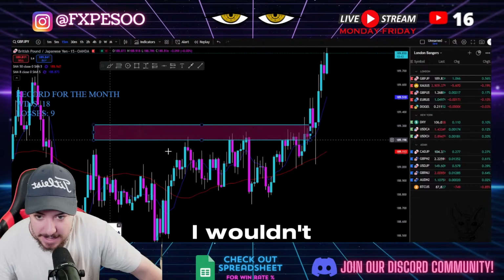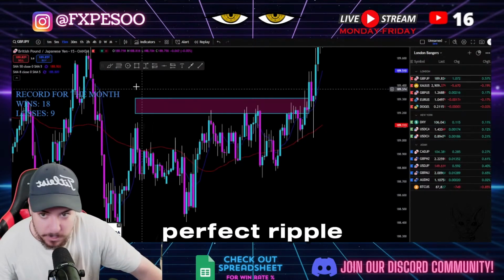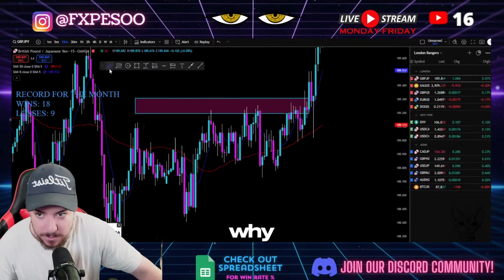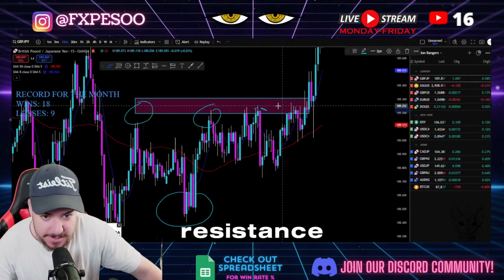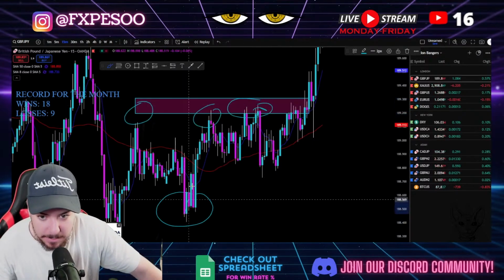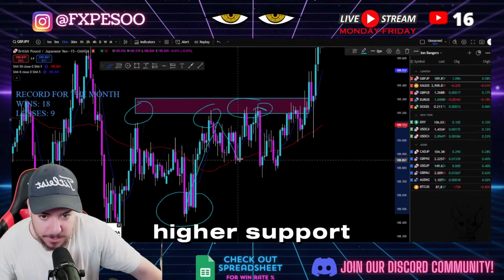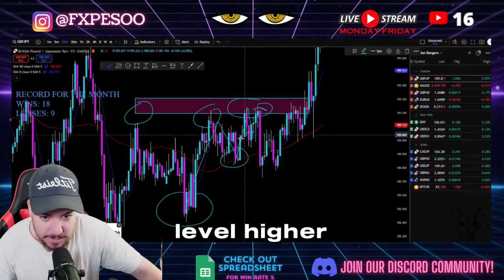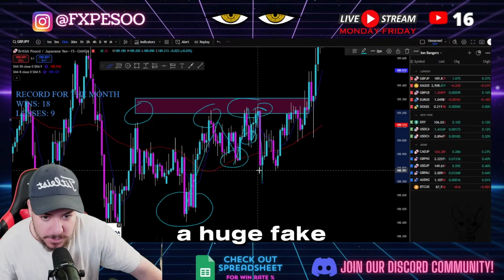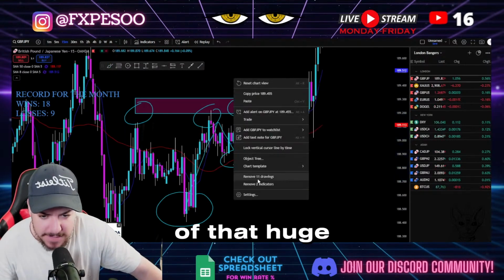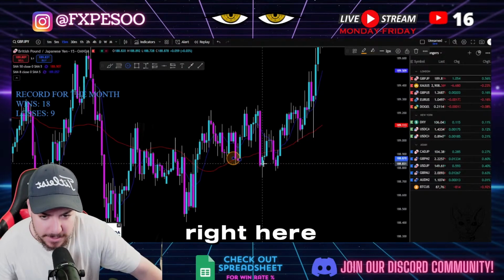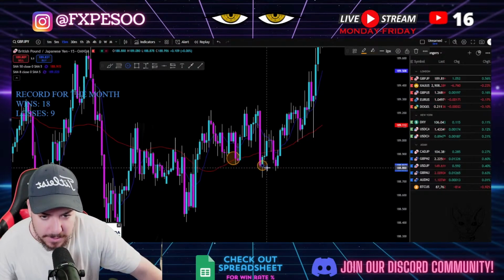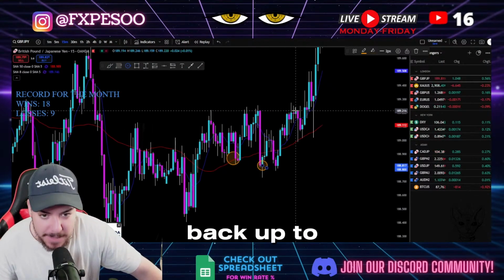I would want to say this is not a picture perfect ripple fib, but the idea is still there. Why? Because we have support levels, resistance. Same resistance level, same resistance level, same resistance level. Higher support level right here. Same resistance level, higher support level right here. Boom, we had a huge fake out. What's the huge fake out that I'm talking about? We had a higher level of support right here. Nonetheless, this one broke it. We zapped ourselves back up to this resistance.